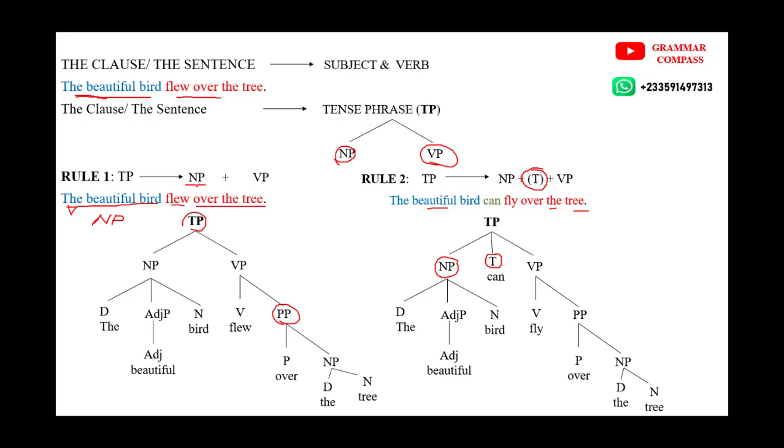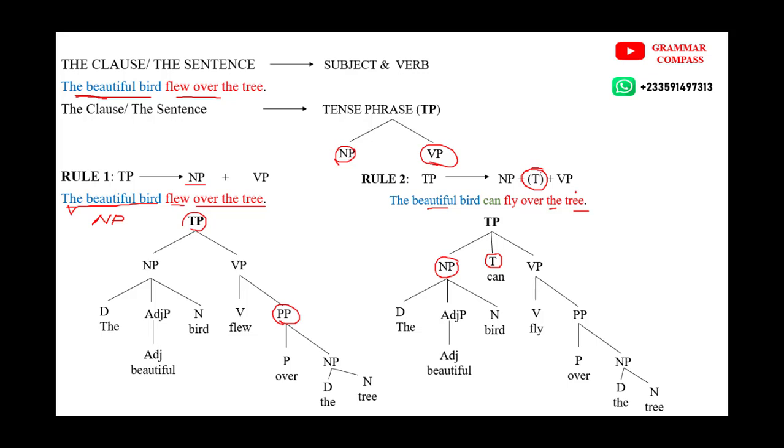Write down a sentence that has the structure according to rule number 1 and try to draw your tree diagrams for it. After that, write down sentences that have this structure, a noun phrase, a T, and a VP, and then try to draw your tree diagrams for the sentence.